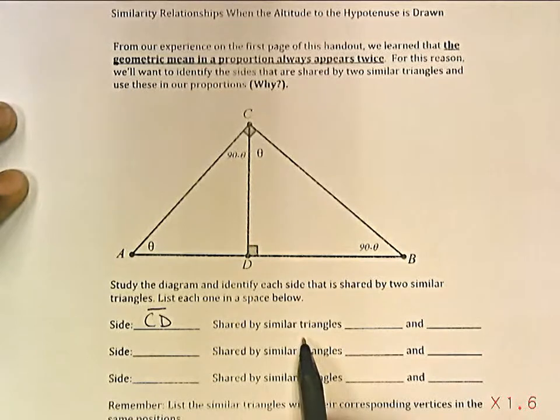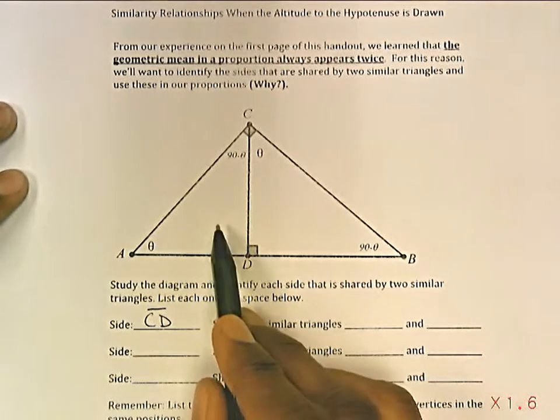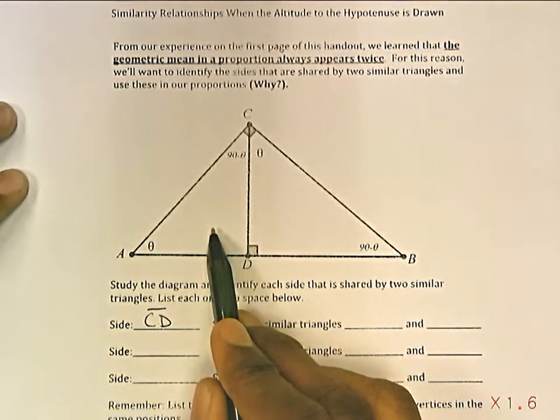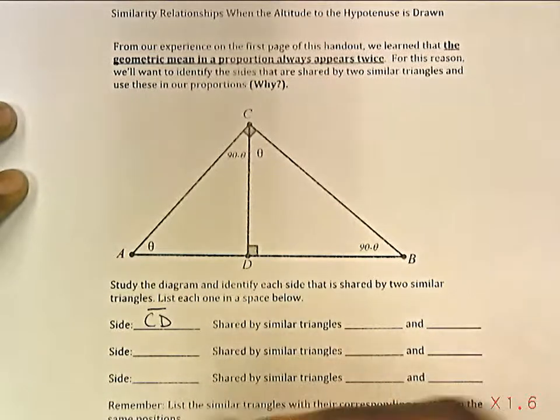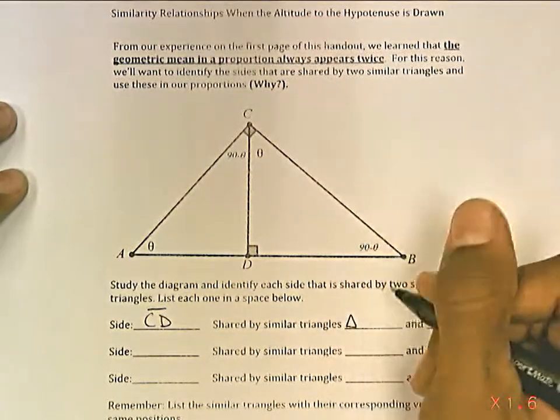The two triangles that it is shared by are the smallest triangle and the medium-sized triangle. I'll name the first triangle arbitrarily, so we'll call it triangle ACD.